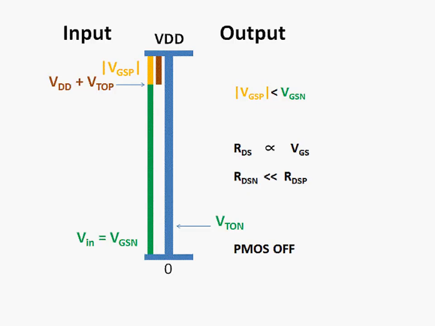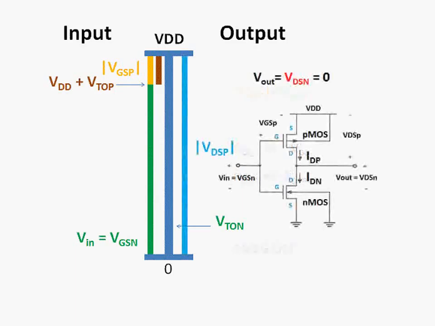By visual inspection, we can see that the PMOS gate source voltage is much lesser than the NMOS gate source voltage. Therefore, we can say that the NMOS drain source resistance will be much lesser than the PMOS drain source resistance. At the same time, we also know that the PMOS transistor is turned off. With this information, we can conclude that the inverter's output voltage will be equal to 0.